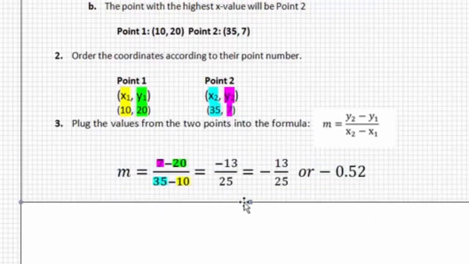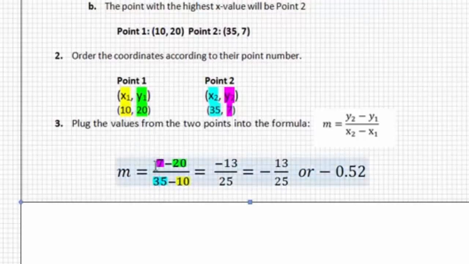So I've gone ahead and shown what that would look like. Here's my equation. I kept the color coding to show you where these values are coming from. So 7 was our y value from our second point, and we're subtracting 20, which is our y value from our first point, in our numerator, and in our denominator we're taking 35, which is our x value from our second point, and 10, which is our x value from our first.